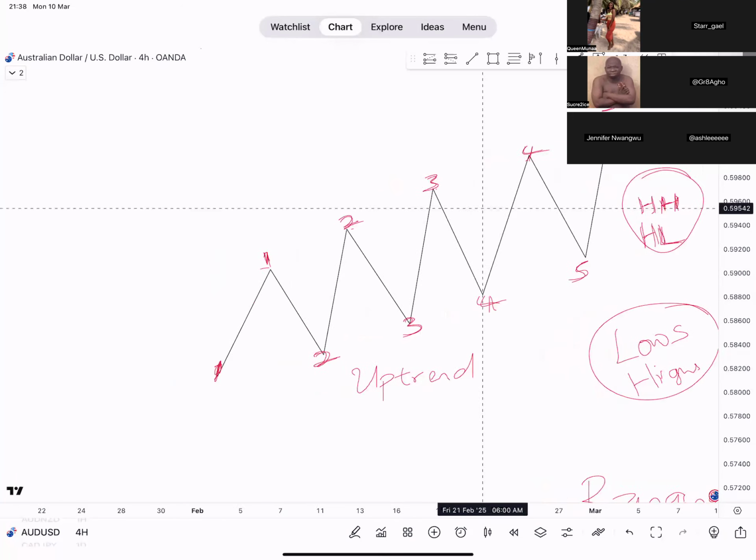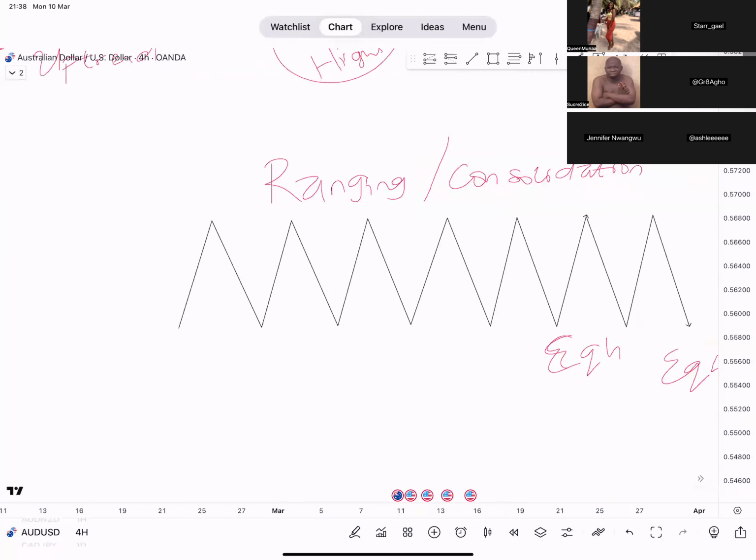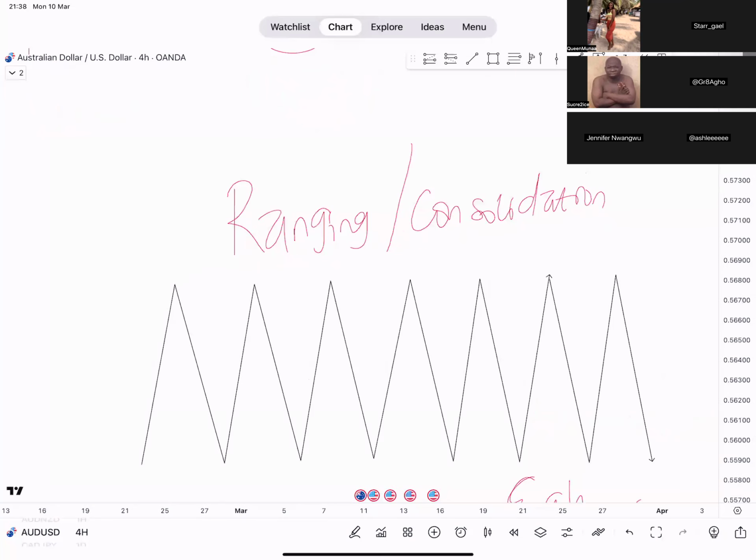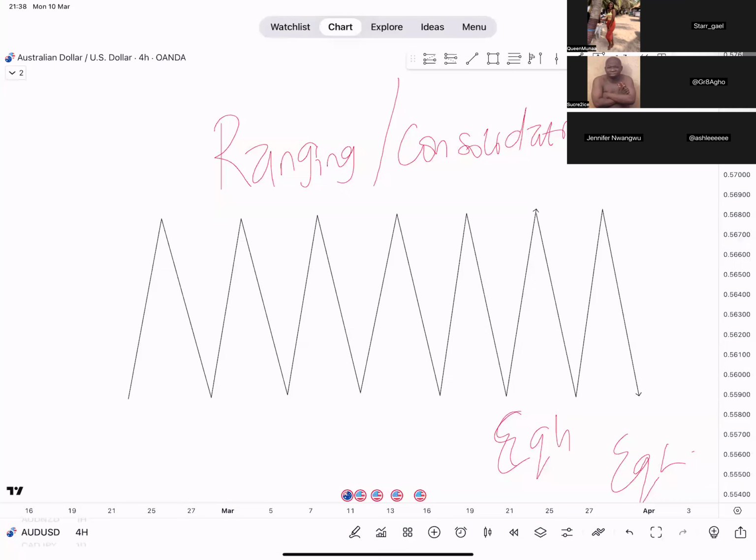But this one is just in one place, made up of equal highs and equal lows. For it to say that something is ranging, that thing is just moving in one place, right? It will go here today, come back again, go back again to that point, come back again.